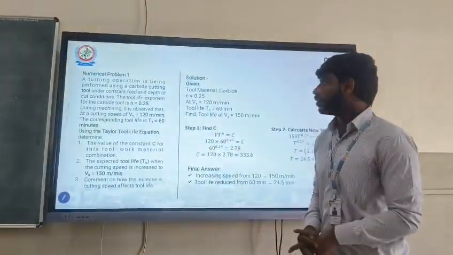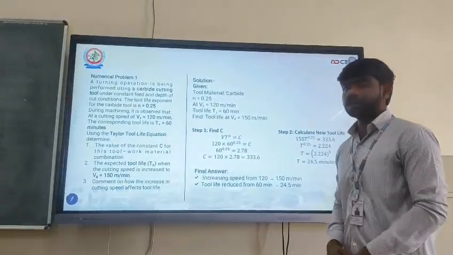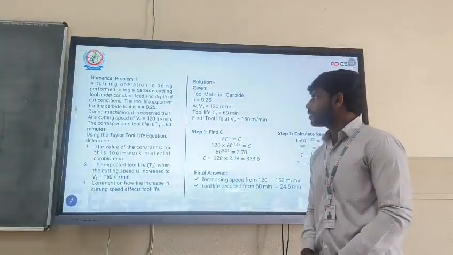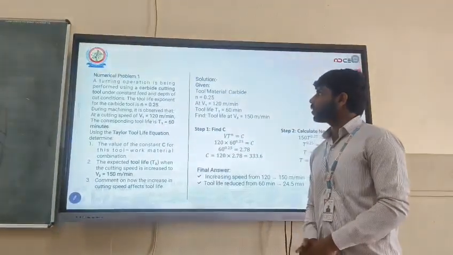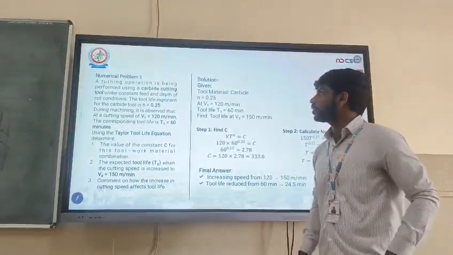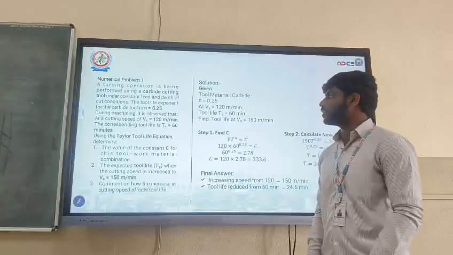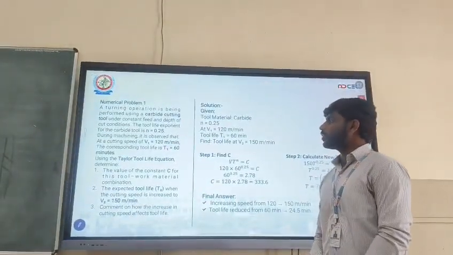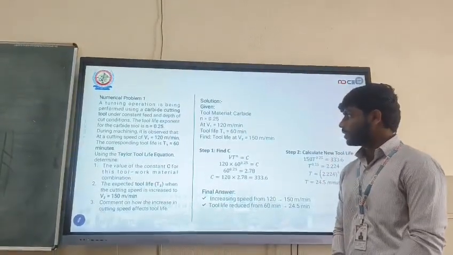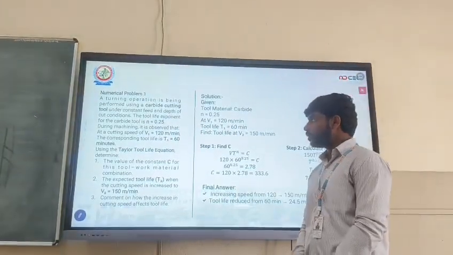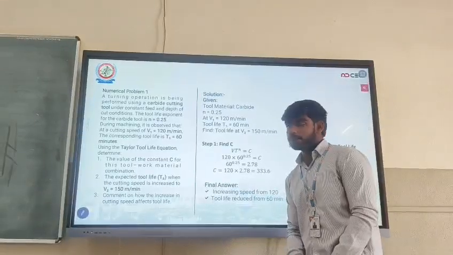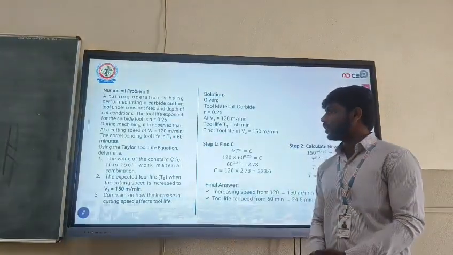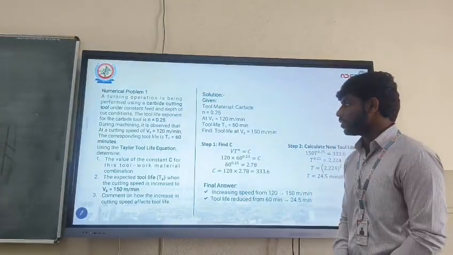Now see the numerical problem on Taylor's tool life equation. The problem given is a turning operation being performed using a carbide cutting tool under constant feed and depth of cut conditions. The tool life exponent for the carbide tool is n equals 0.25. During machining, it is observed that the cutting speed V1 equals 120 meters per minute. The corresponding tool life is T1 equals 60 minutes.